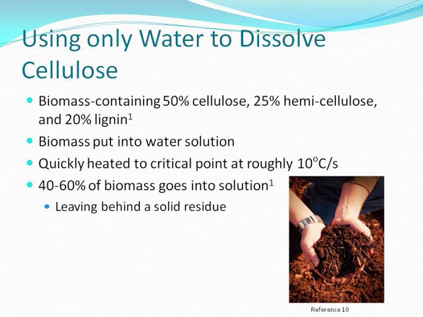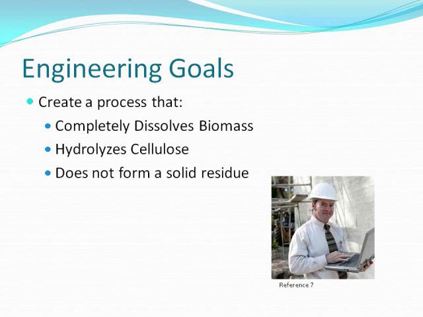The problem with this process was that only 40 to 60% of the biomass was dissolved, leaving behind a solid residue that would cause a blockage in flow reactors. The goal of engineers is to create a process that completely dissolves biomass into a homogeneous mixture and hydrolyzes cellulose for the production of ethanol, while at the same time avoiding the decomposition of molecules into a solid residue.